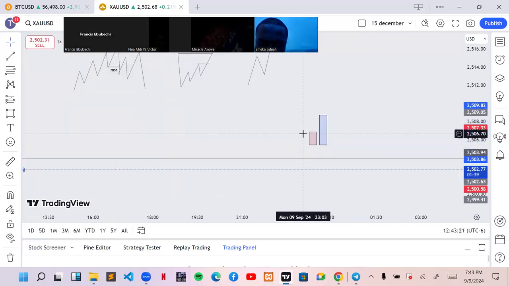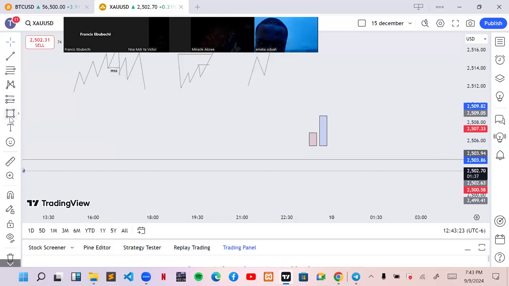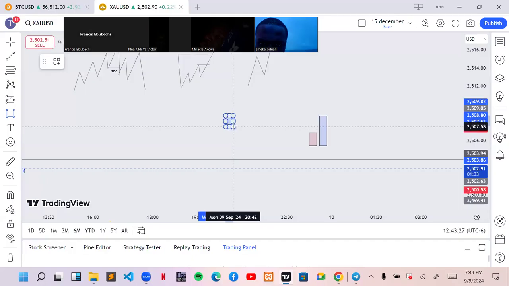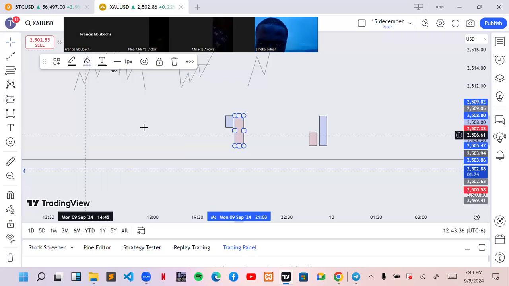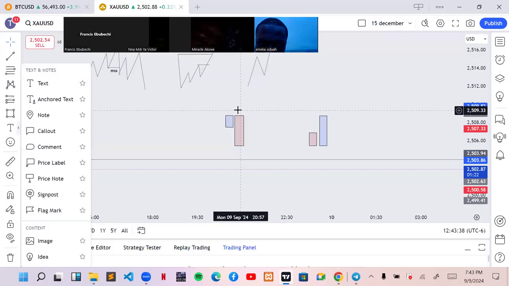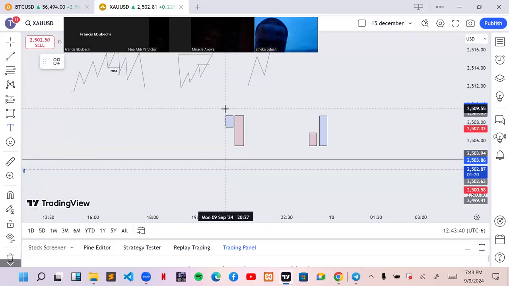And then for a bearish order block, this is what a bearish order block looks like. You see a bullish candle, then you see a bearish one engulf it. This is what a bearish order block looks like when you're looking for sales. So I'll mark it with bullish order block, bearish order block.